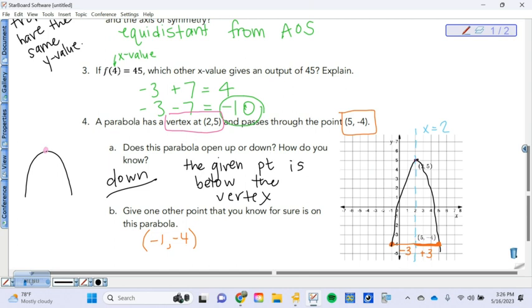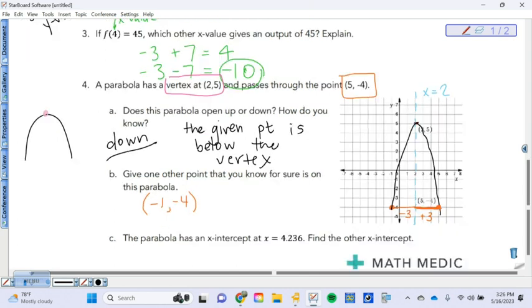Okay. So now I can kind of draw the rest of my parabola. It's a little wonky, but that's okay. Okay, so I have an x-intercept at 4.236, that's like right around there, right? I have an x-intercept there. How am I going to figure out my other x-intercept? I can kind of see it on my graph. I know it's somewhere between 0 and -1, but what is it? How am I going to figure it out?